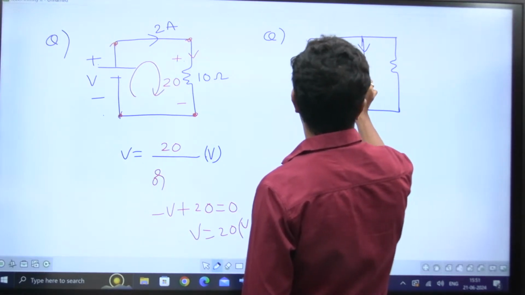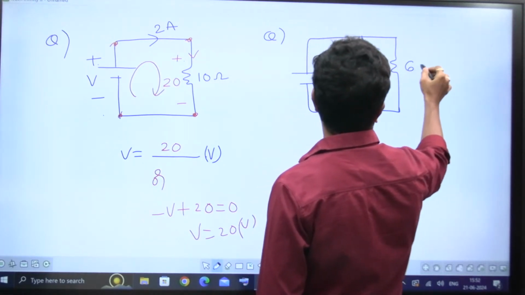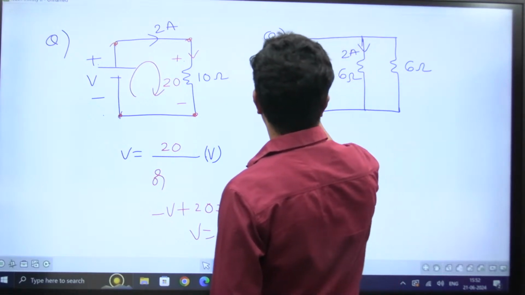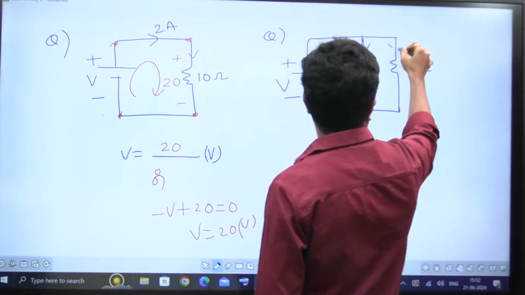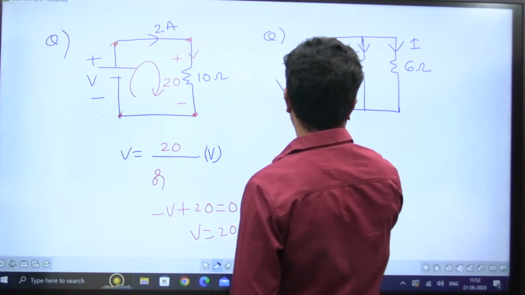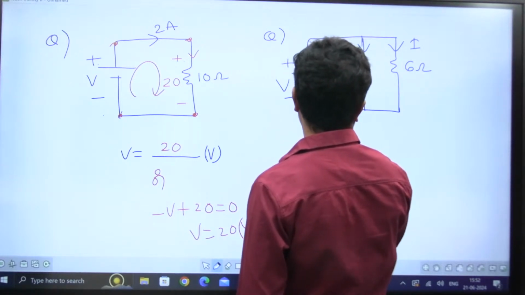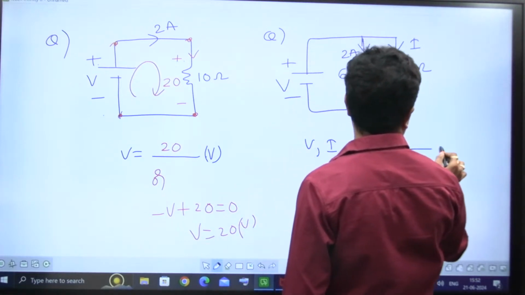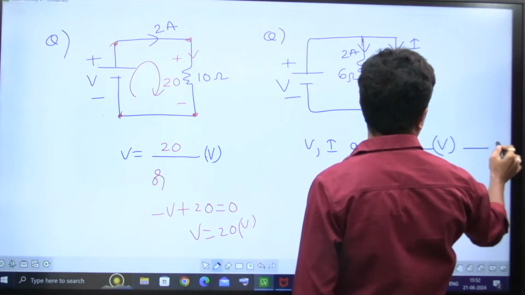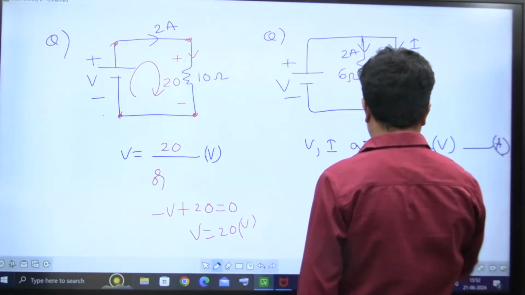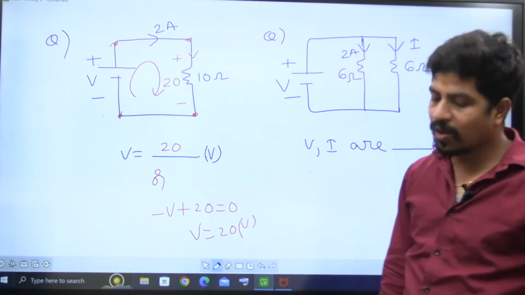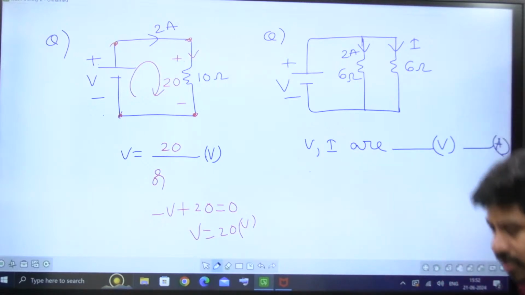This one is 6 ohm. This one is also 6 ohm. This is plus minus V. I'm taking this one as current I. Find V comma I, respectively, in volts comma amperes. Find it, please, all of you. I'm giving you 2 minutes of time. Do it, please.